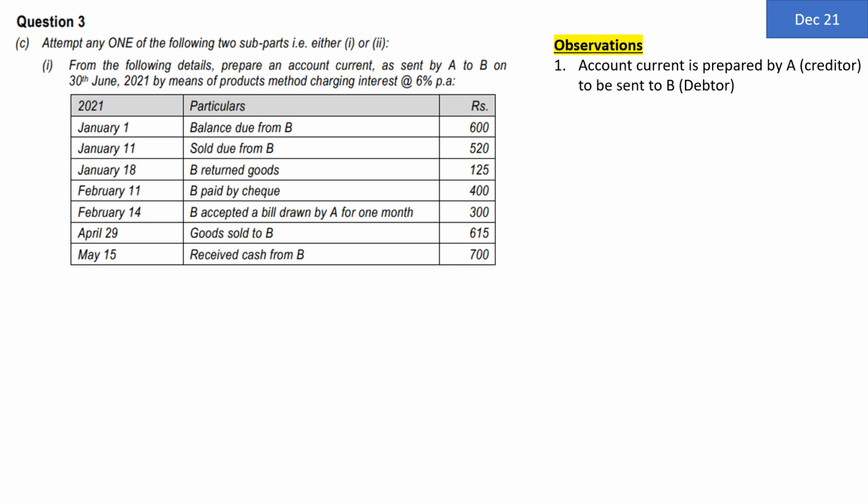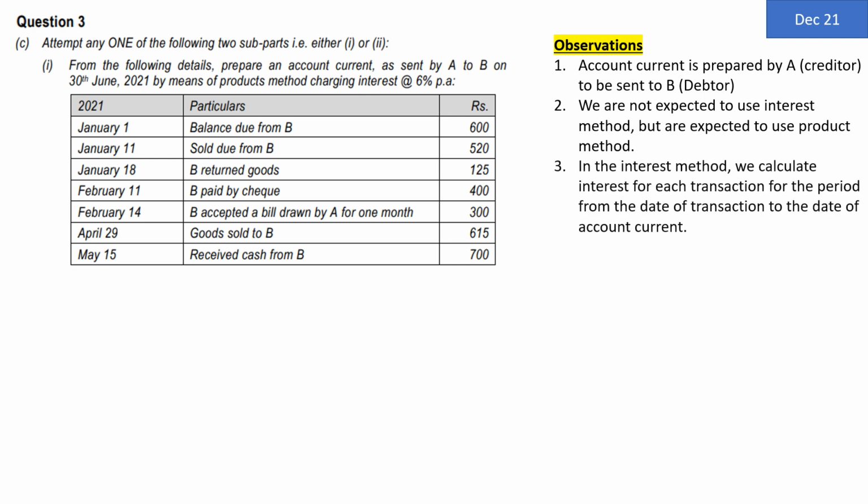The account current is prepared by Mr. A, who is a creditor, to be sent to Mr. B, who is a debtor. We are not expected to use the interest method, but we are expected to use the product method. In the simple interest method, we calculate interest for each transaction for the period from the date of transaction to the date of account current.